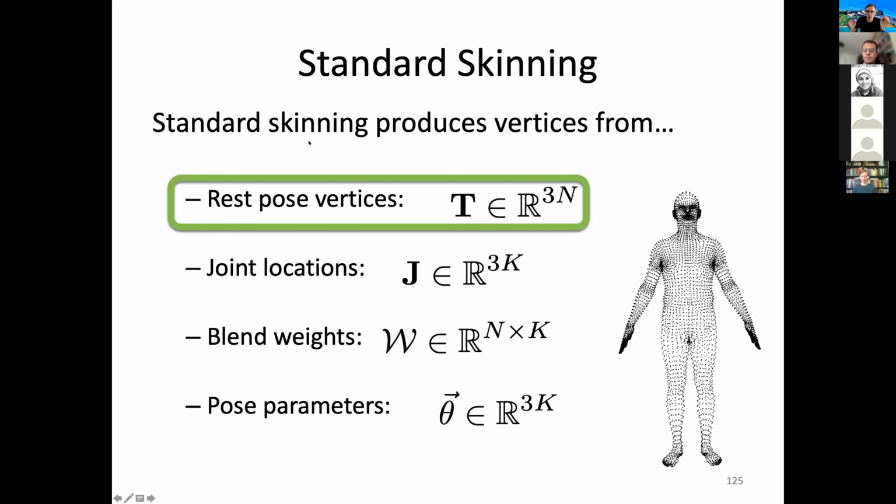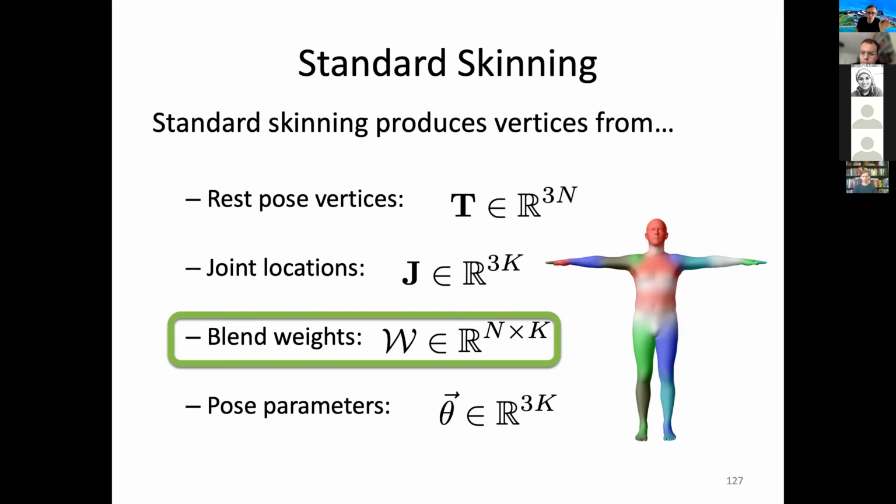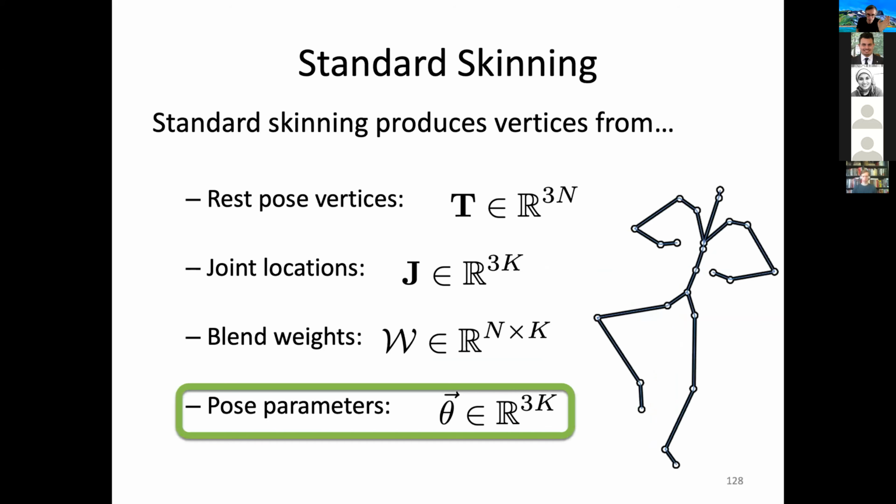All right, so I have to explain standard skinning to you if you don't know about it, and because it's the core of everything. So this is what's used for most character animation. So we're given a template mesh T with some number of vertices, N. We have joint locations J. So we have K of those joints. We're given some blend weights, which is a matrix of the size of the number of vertices times the number of joints. It's illustrated here in a color-coded way. I'll talk about that in a second.